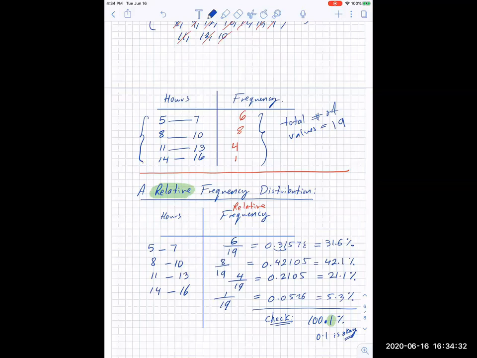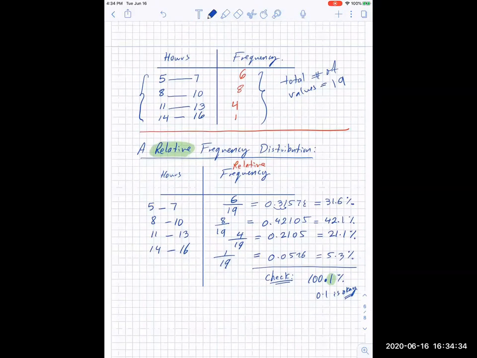Okay. So this is what we call a relative frequency table, and I use the percent form. I did not leave the numbers as decimals. I converted them to percents, and I rounded to the nearest 10th of a percent. Always round to the nearest 10th of a percent, to 1 decimal place.